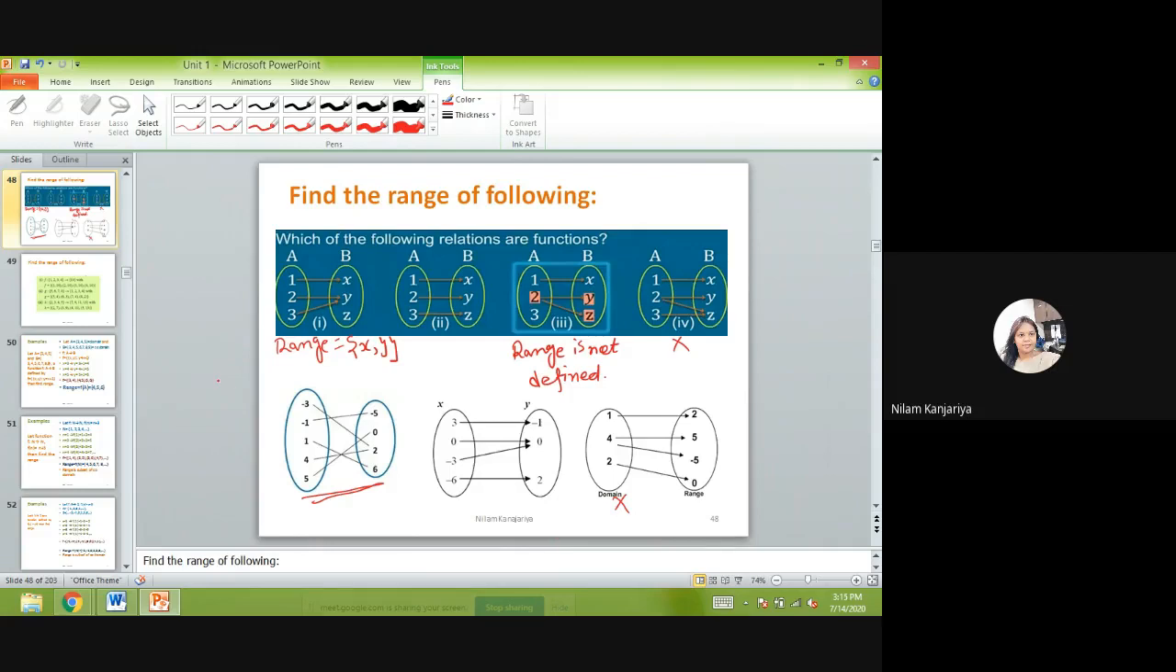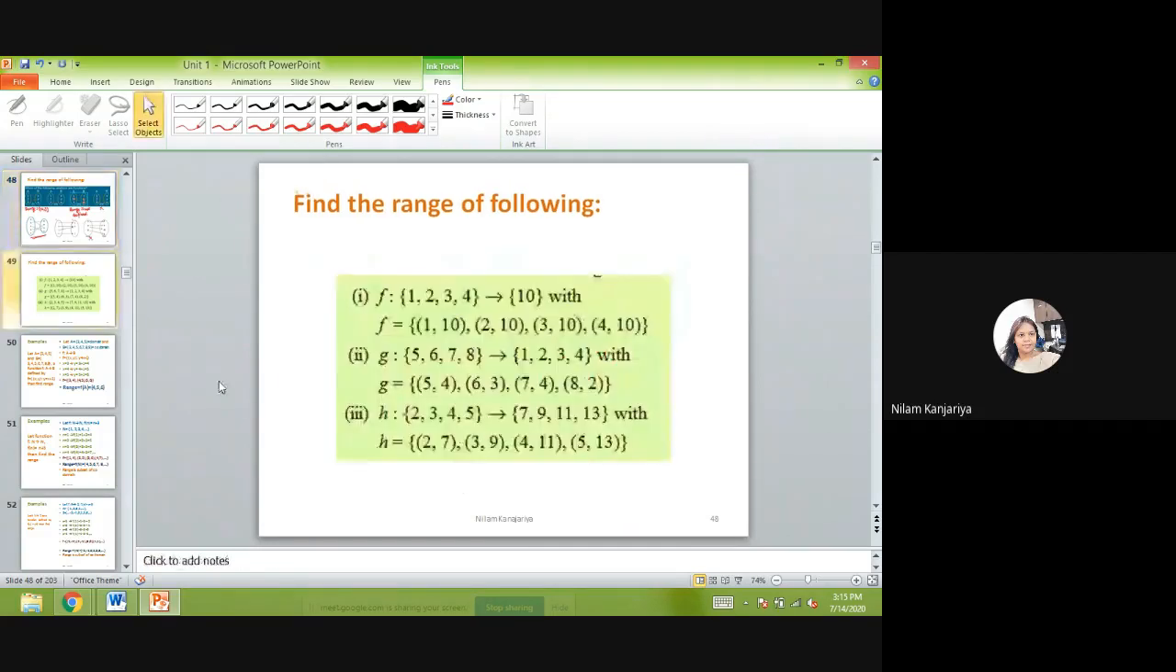Now the next one. Here you don't have a Venn diagram, you have equation form. You have ordered pairs, and using these ordered pairs you can write the range. Are you able to write the range? So what is the range of the first equation?